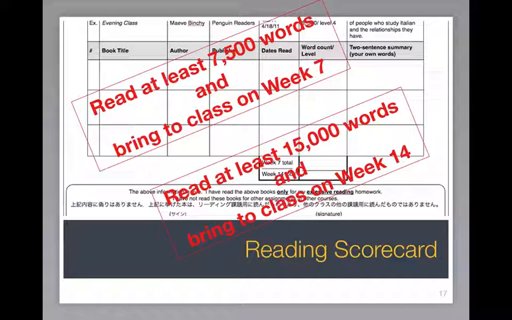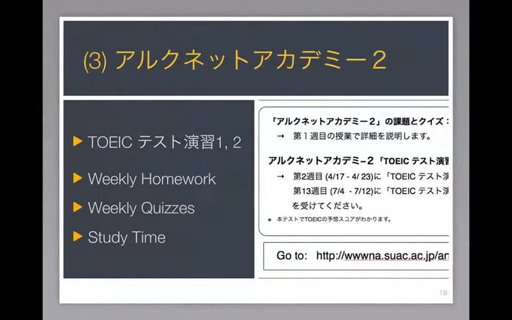The last thing I will tell you about is the ALC NetAcademy 2. The homework for NetAcademy is a little complicated. There are 3 things you must do to use this system. First, you need to take a TOEIC test online, and then there's weekly homework, and in class you will take quizzes. You also must go to a workshop in order to learn how to use the system.